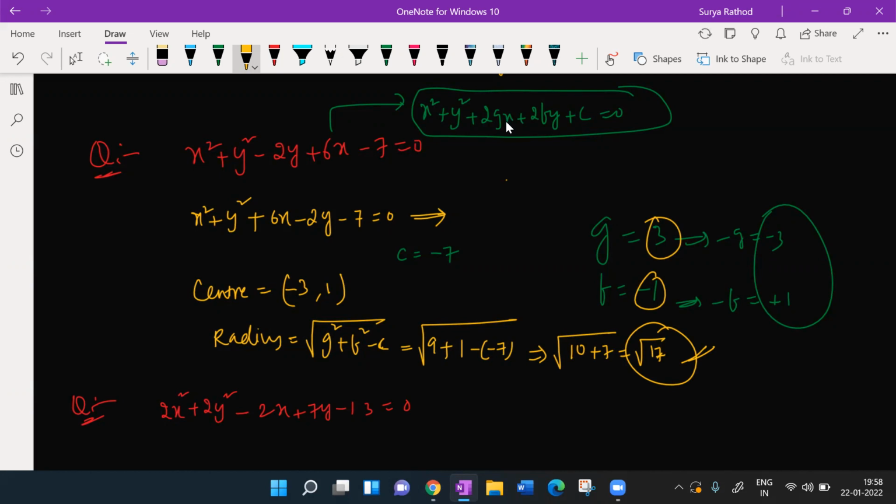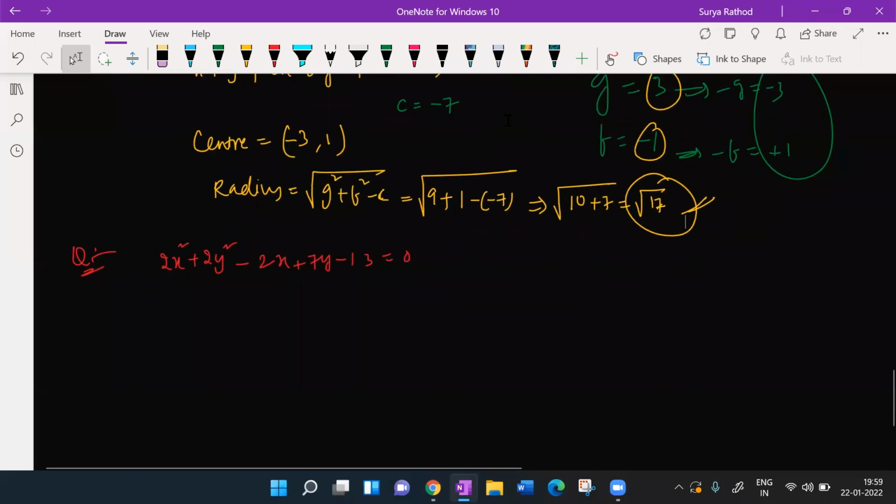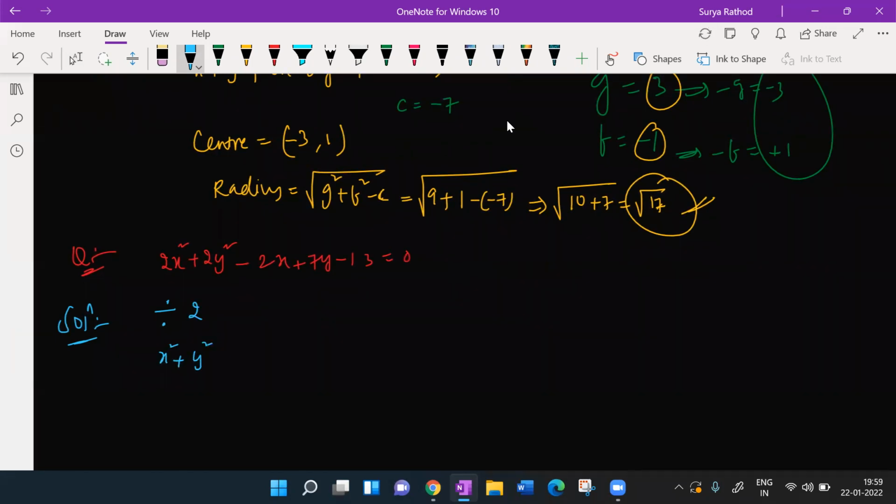Hello, guys. Hope it is clear with you all. So next. Here the coefficient of x square and y square is not 1. So what do I have to do? Divide by what? By what should I divide? 2. So if I divide by 2, what happens here? x square plus y square, 2 will get cancelled, x, 7/2 y minus 13/2 is equal to 0.